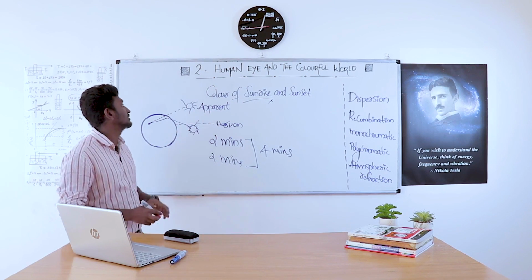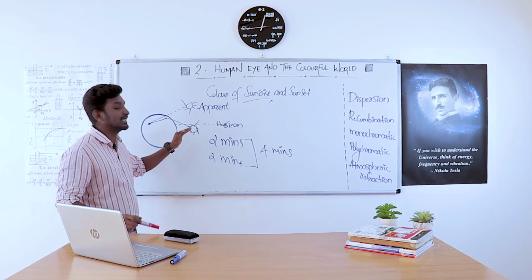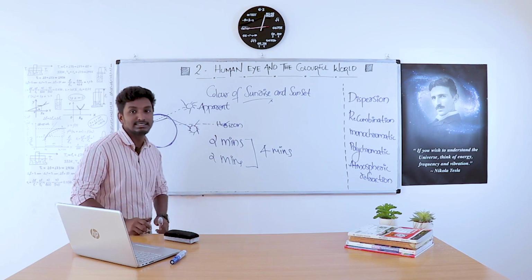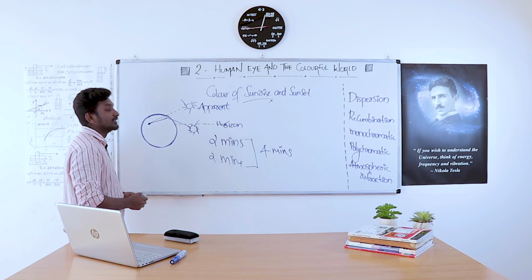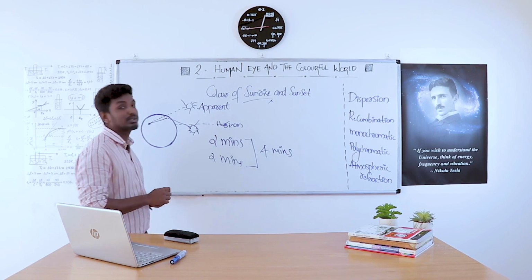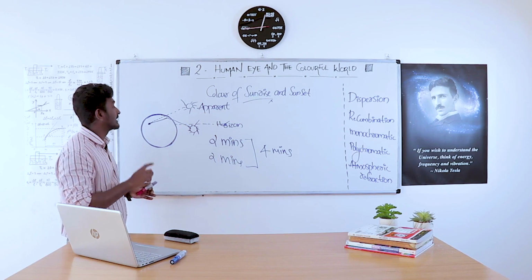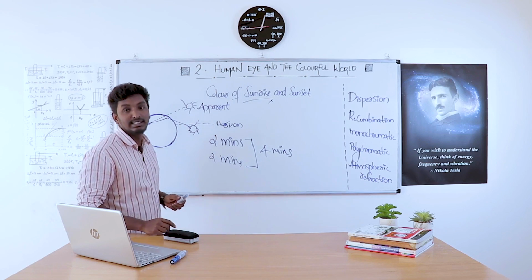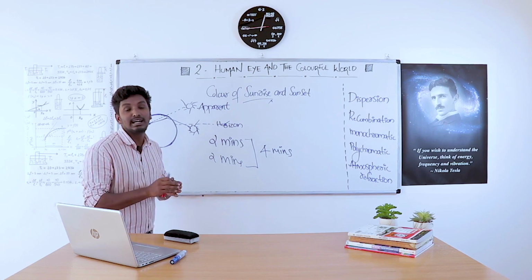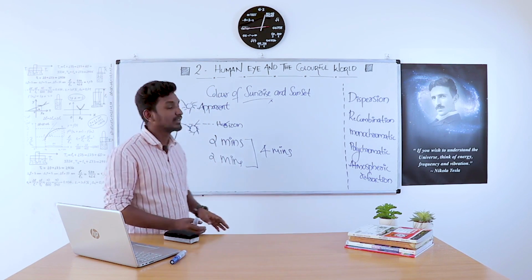Now we can move to the topic color of sunrise and sunset. The actual sunrise and sunset happens at the horizon. So from the horizon, sunlight needs to travel large distances to reach the earth. When the sunlight travels large distances, colors having the least wavelength scatter more and get lost.